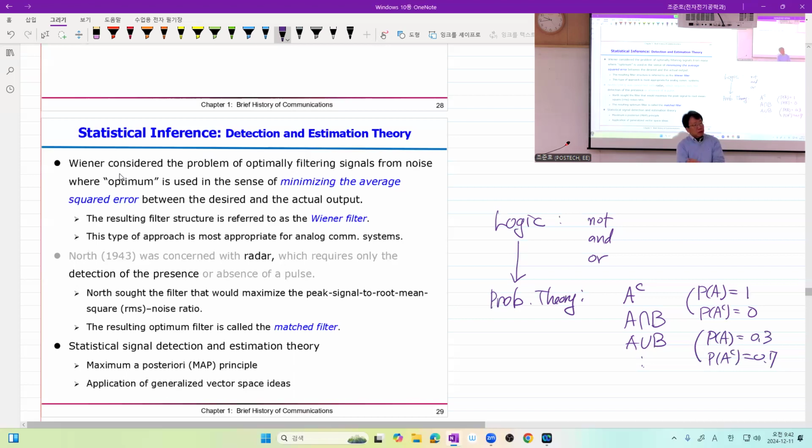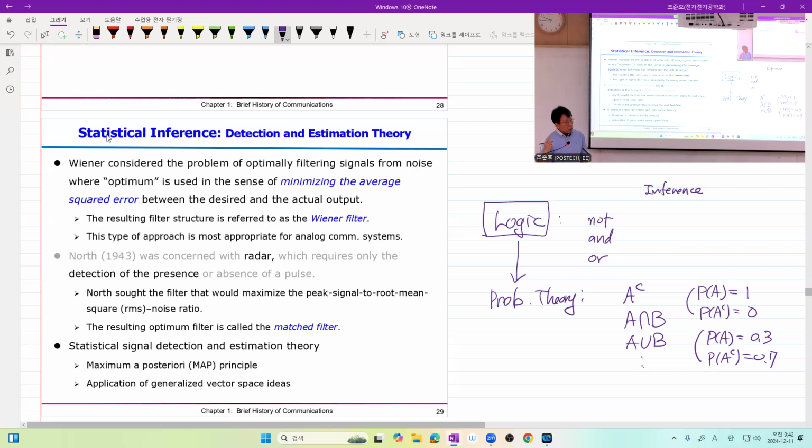So I hope many of you now get this claim in mind. Logic is a simplified probability theory. And probability theory is a generalization of logic. Got it? Now, why is inference related to probability theory? What you do with logic is actually inference.